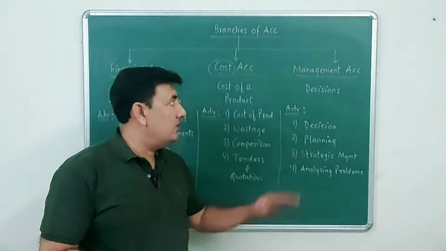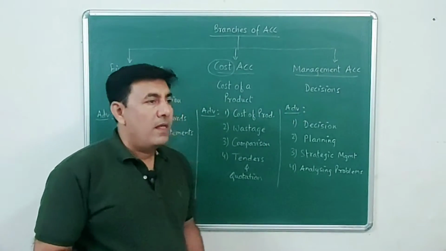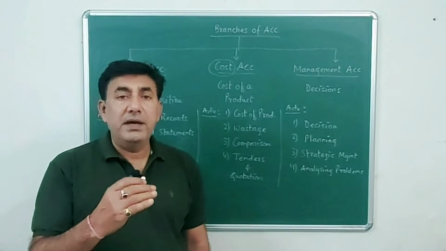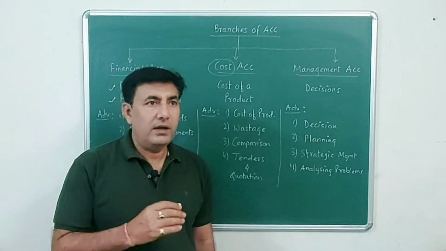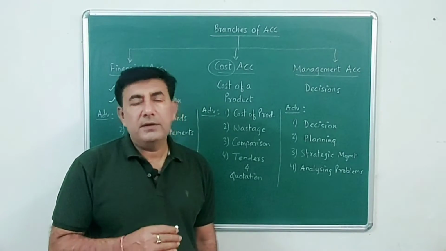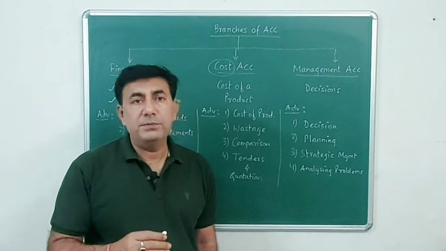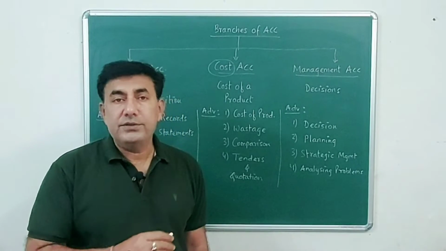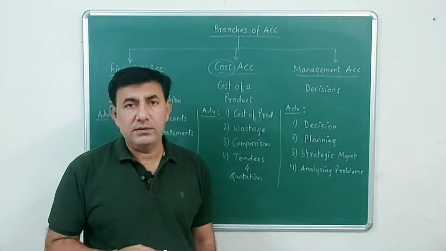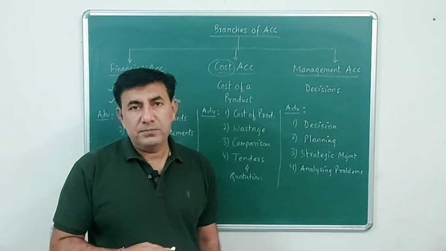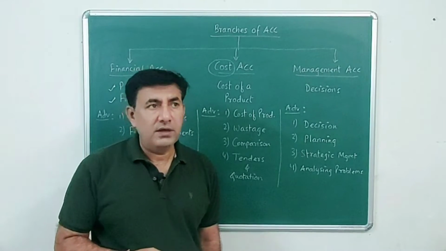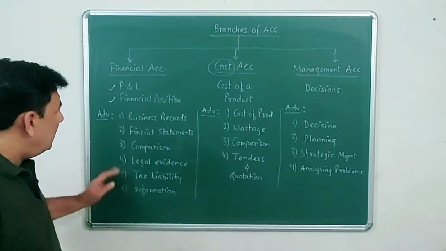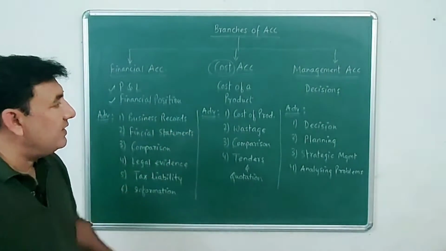And what about this management accounting? Now here also it is related with the managerial decisions. The accounting which is prepared to help the management to take decisions or to frame policies, right? To frame rules. So that is called management accounting. And let's see what are the advantages of all these three types of accounting.